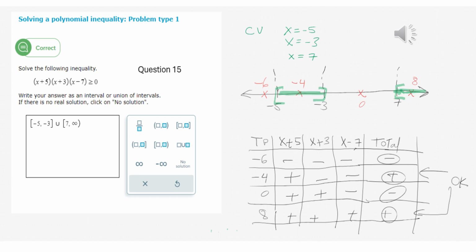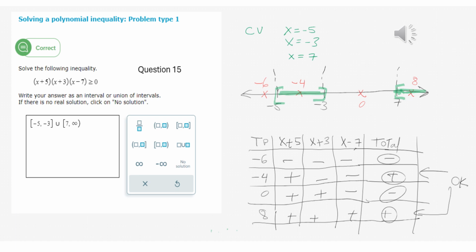-6 plugging into the first factor, x plus 5, gives -1. So you don't need to write -1, you just put negative. Okay, so now one by one, row by row, I prefer. So -6: negative, 3 negatives is negative. -4: positive, negative, negative is positive because you have 2 negatives. So the super easy way to determine if it's positive or negative is to count how many negatives we have in the row. We have 2, which is an even number, so it's positive. You have 3, which is an odd number, negative. 0 is plus and minus, 1 negative is negative, and 8 is plus.